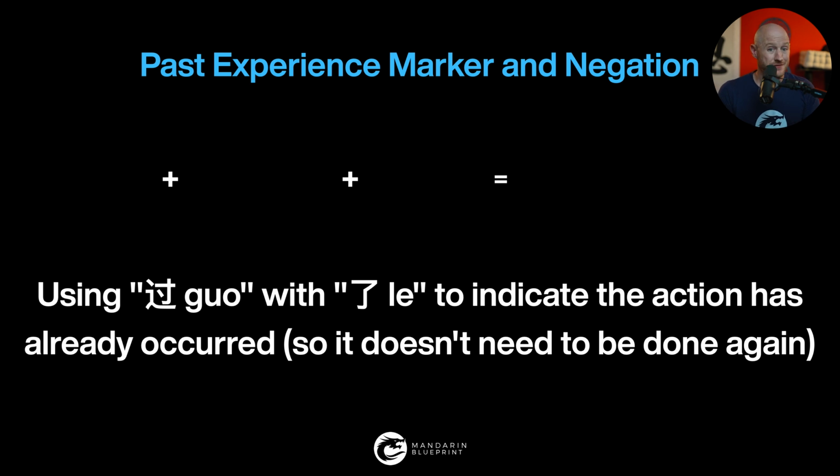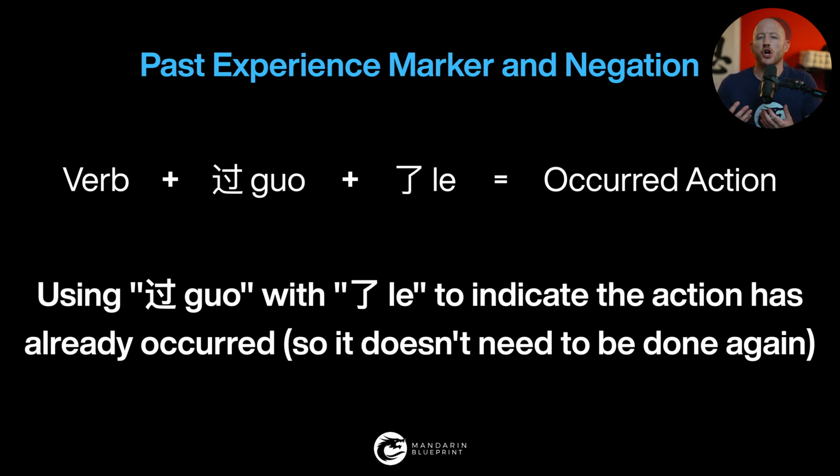Now, interestingly enough, though, you can use 过 and 了 together. And when you do, it actually means that there's an occurred action. So the implication when you use 过 and 了 together in a sentence is that something has occurred and it doesn't need to happen again. You're good. You've eaten and you don't need to eat again. You've seen it and you don't need to see it again. You've gone and you don't need to go again. Things like that.